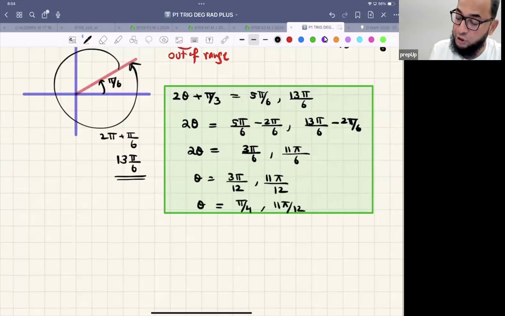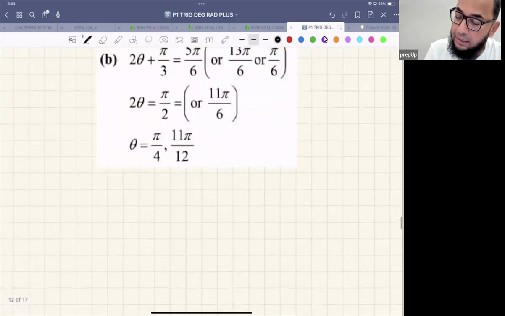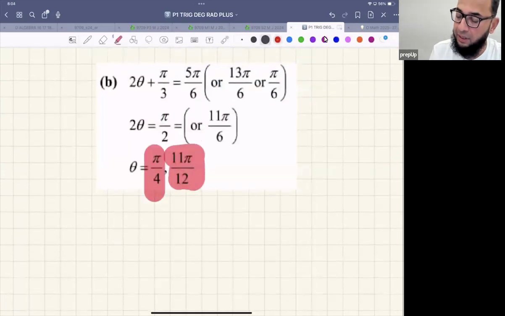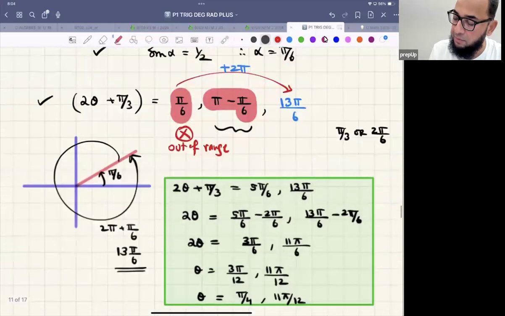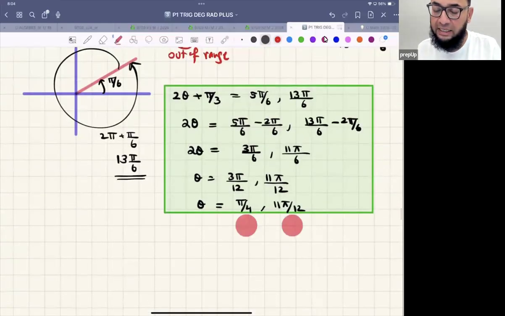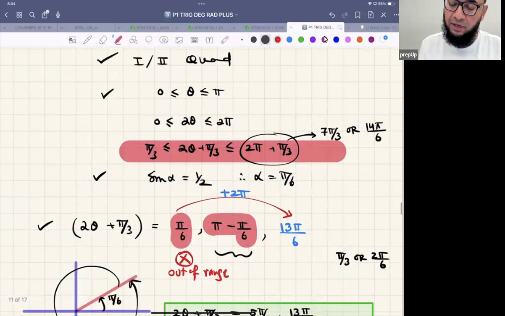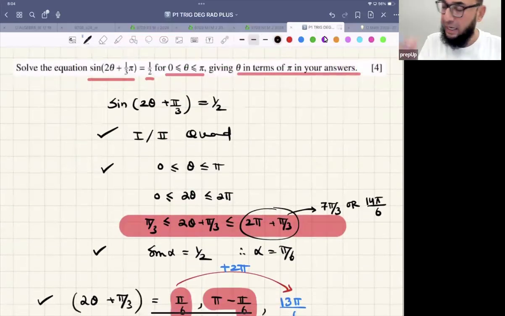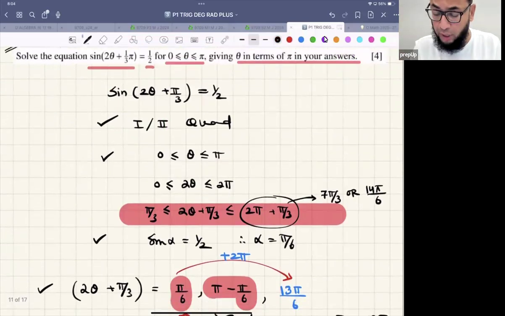There is no harm in double checking the answer. So these are the answers that I'm getting, pi by 4 and 11 pi by 12. These are the two good answers that we have done. By the way, this is also a past paper question. I just picked a part out of it. I think it was 31 or 33. You can go ahead and double check.